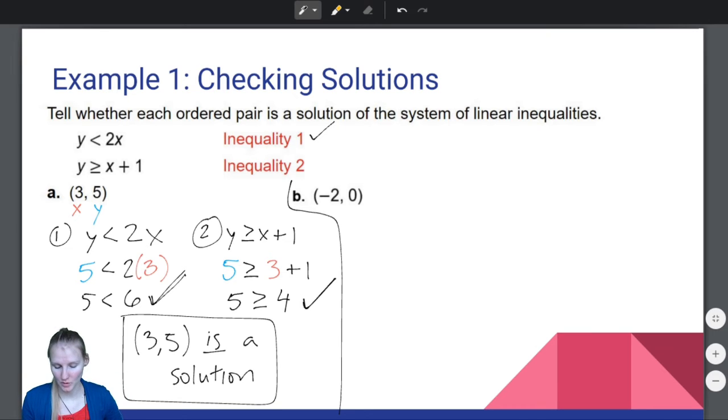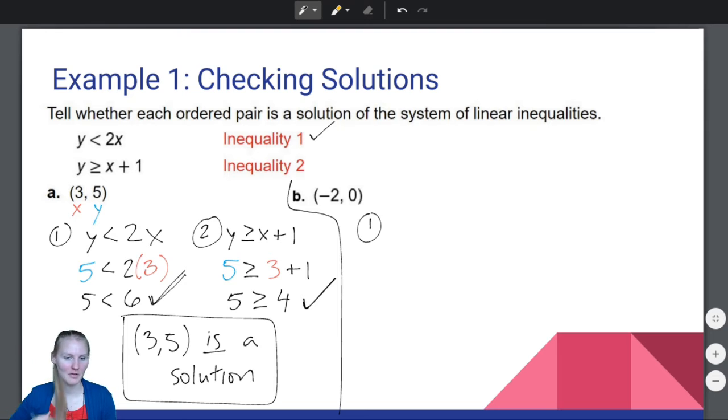Wonderful. Let's move on to part B. Actually, pause the video and try this one on your own. Try part B and see if you can check whether the ordered pair is a solution or not. Then let's do it together.